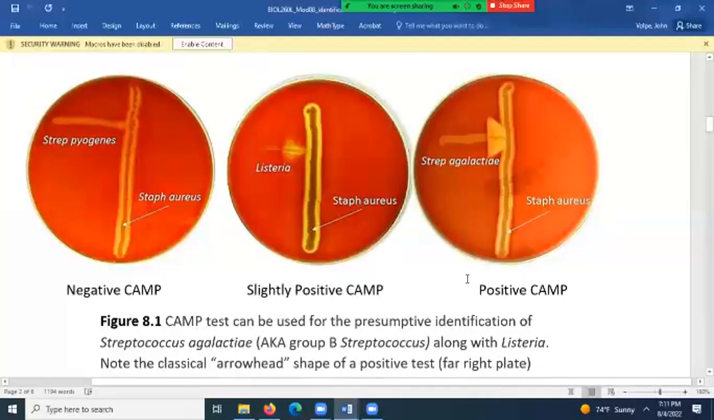So this is positive for the CAMP reaction, a slight positive for the CAMP reaction, and then negative in the CAMP reaction. And you can use this to test different bacteria. Like Listeria is different from Strep. I'm just going to go A right there. And it's different from Strep pyogenes right here.